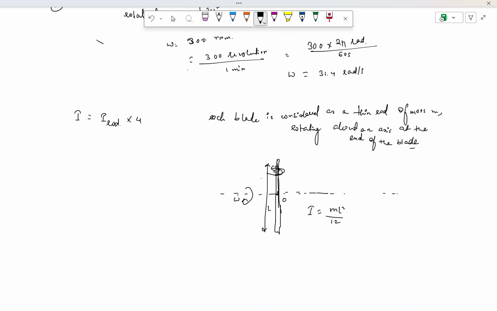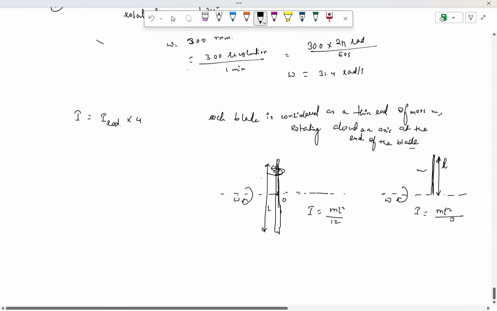But for case 2, which is our case, this is the vertical rod of length L and mass m, and the axis of rotation is perpendicular to the rod, this dashed line, but not at the center but at the end of the rod. So in this case the moment of inertia will be m L square by 3. So for 4 rods, that will be 4 m L squared by 3, the total moment of inertia, right?